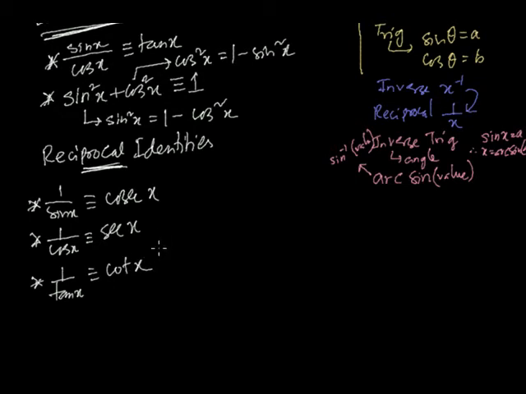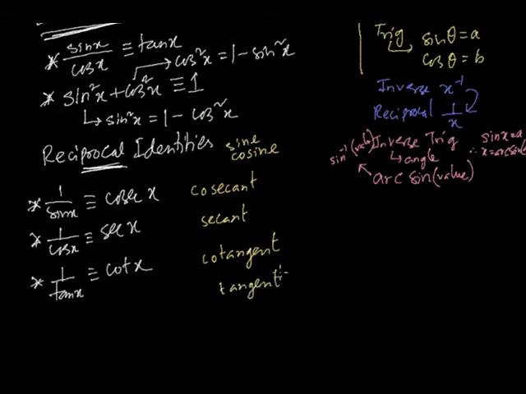Now the full version of cosec is cosecant. This is secant. There is a relationship between these, and this is cotangent. This is the full version. The full version of sin is sine. The full version of cos is cosine. These are the full versions. And for tan it is tangent.